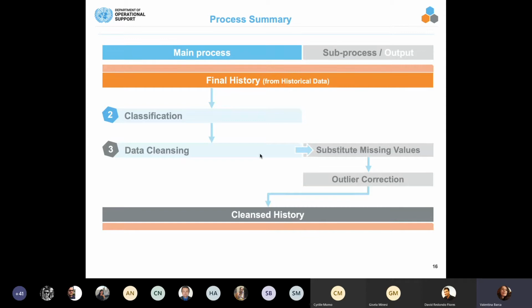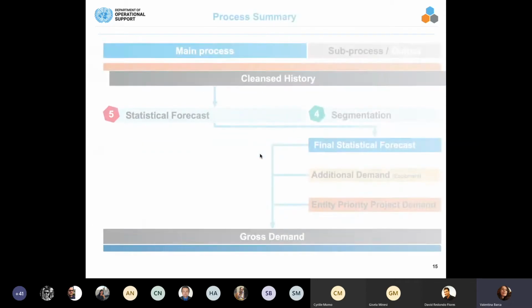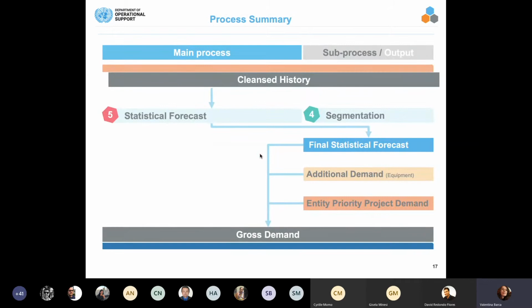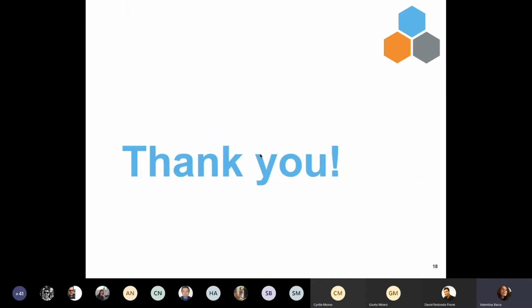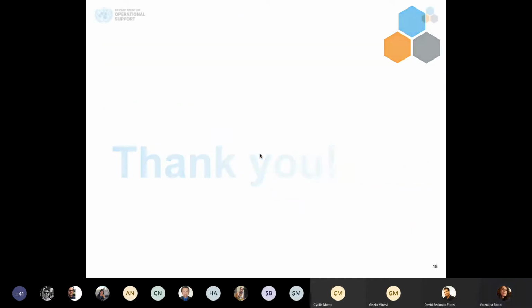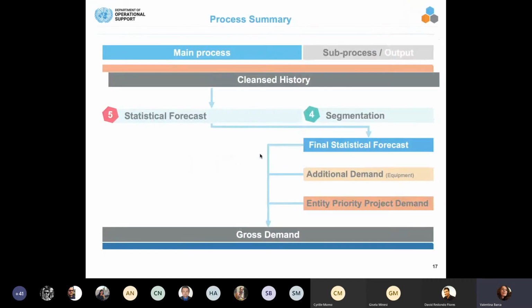So the 2 activities of the data cleansing, and the following is the statistical forecast with the segmentation process for segmentation of product, and then the 3 elements that form the gross demand. Okay, this is basically about it. I'm going to correct this presentation before sending. I didn't include the screenshot of the snapshot, and if you have any question, I'm just going to close the sharing, and then we can take questions.